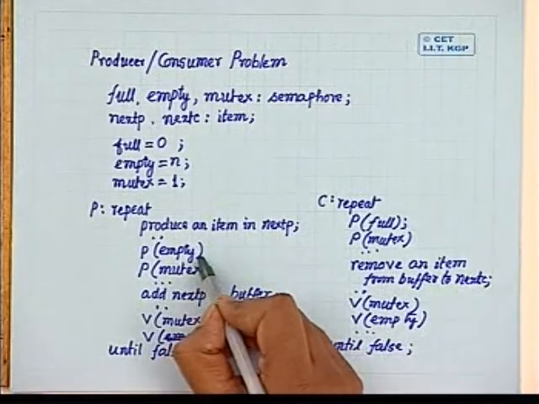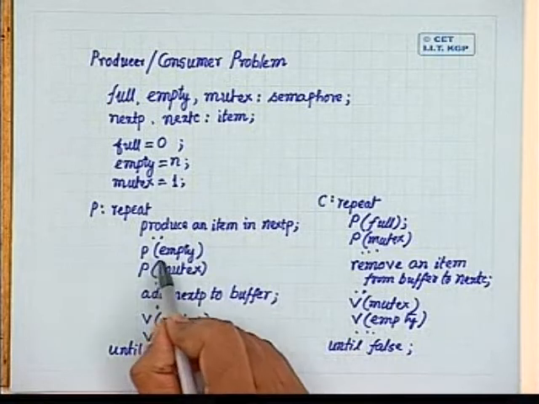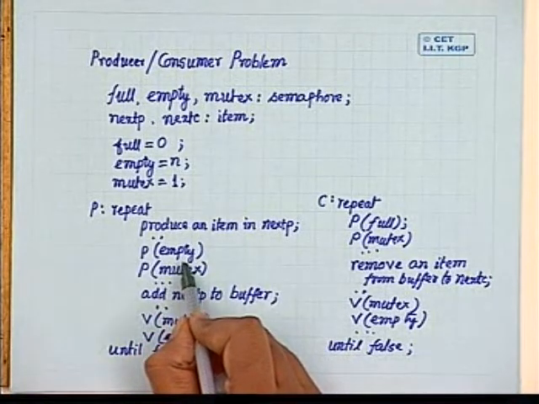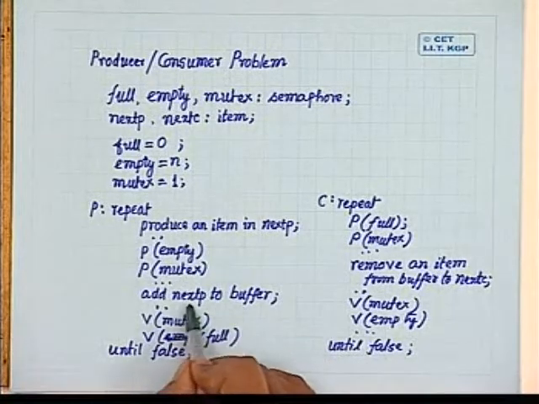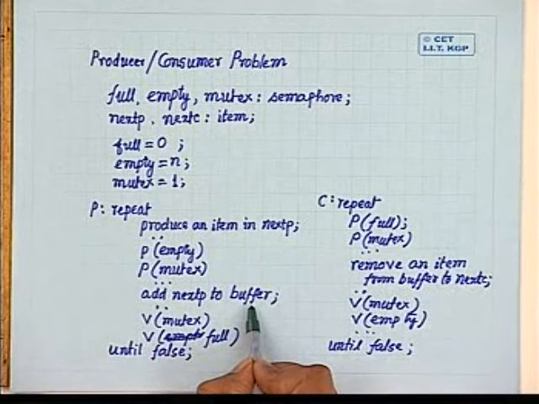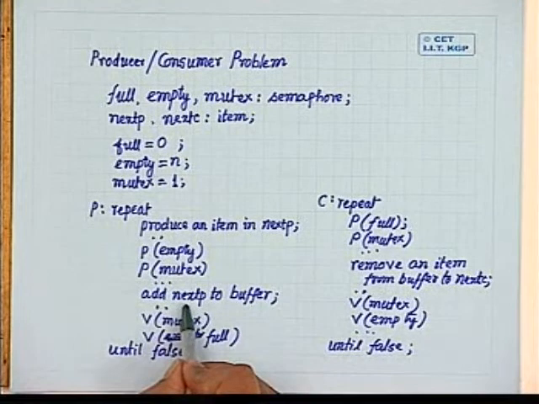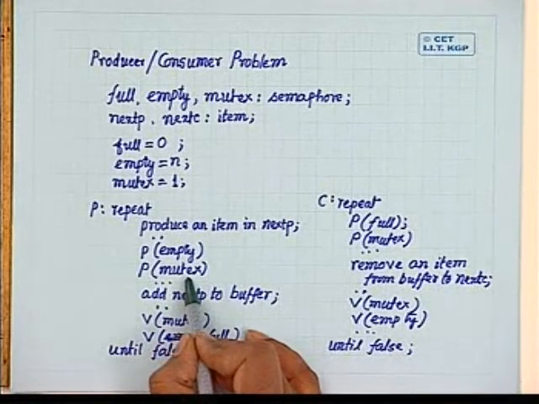In case any location in the buffer is free, the P empty operation will be successful and the producer process will not be blocked. So it can put this item which has been produced, next P, into the buffer. Before putting this item into the buffer, it performs P mutex operation.